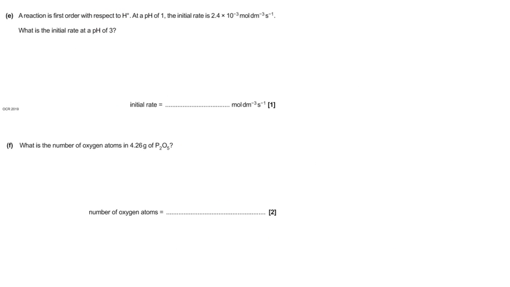Okay, moving on to part B. Let's read through the question. We've got a reaction which is first order with respect to hydrogen ions, and at a pH of 1, quite acidic, the initial rate is 2.4 times 10 to the minus 3, and we're asked what is the initial rate at a pH of 3. Okay, so let's see what's happening here.